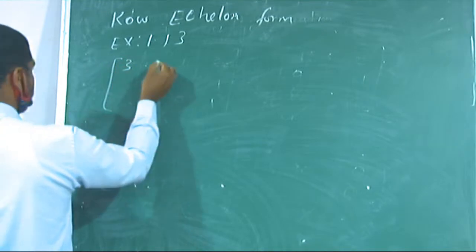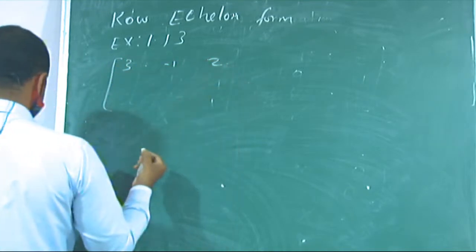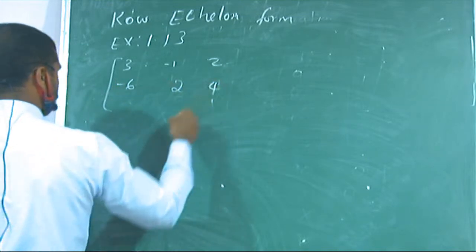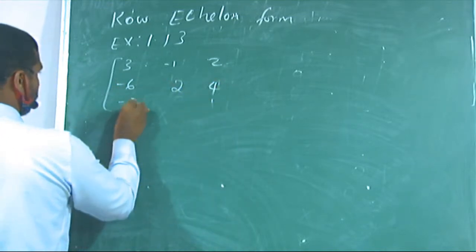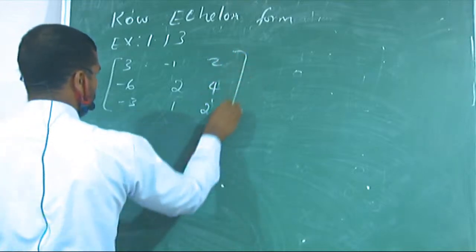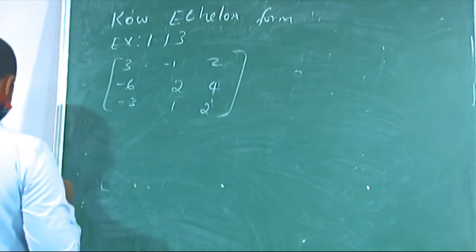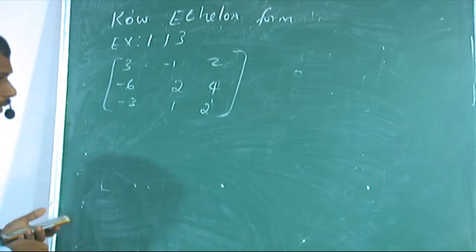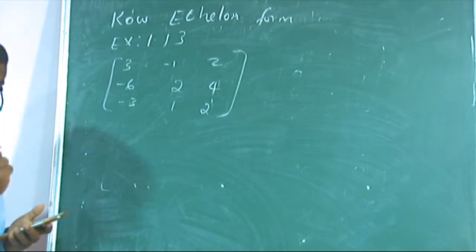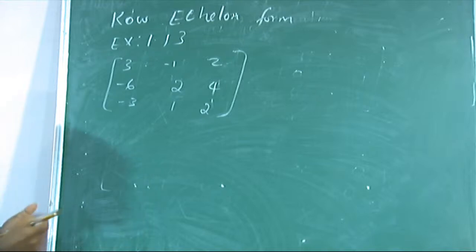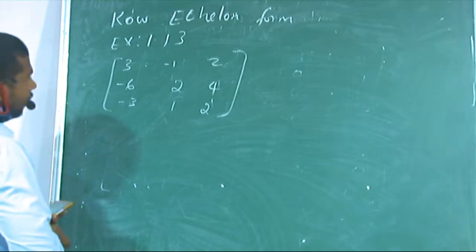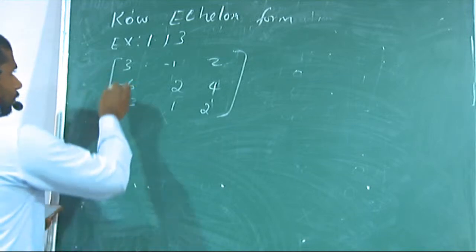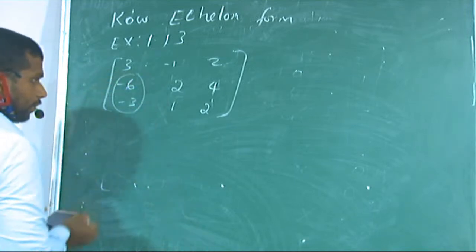The matrix is 3 minus 1 2, minus 6 2 4, then minus 3 1 2. The question is also about the row echelon form concept. What is the important definition? Starting with the non-zero digit, we have 3 there, so under that term we should show 0.